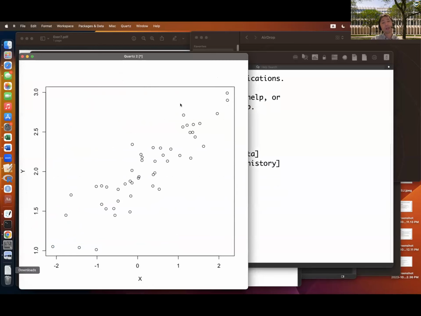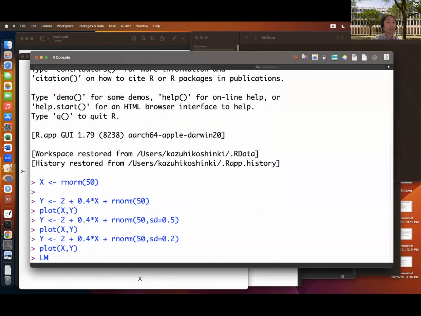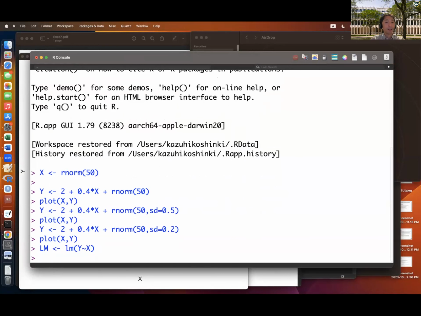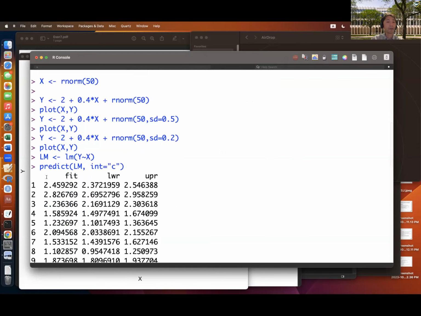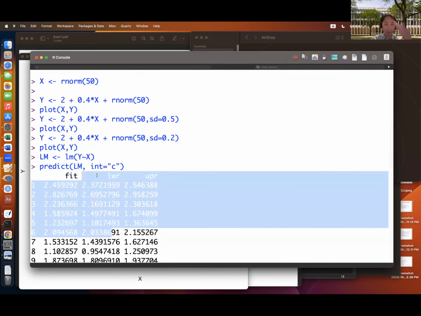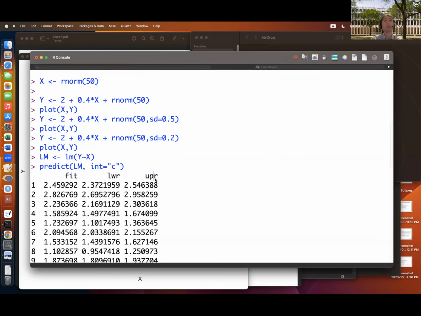Okay, and we want to make a straight line, and we want to fit the predictor. So lm, this is lm, Y over X. Then predict with the lm, and int is equal to c. Then we have three columns of numbers: the first column is the fitted value, the second column is the lower bound, and the third one is the upper bound.